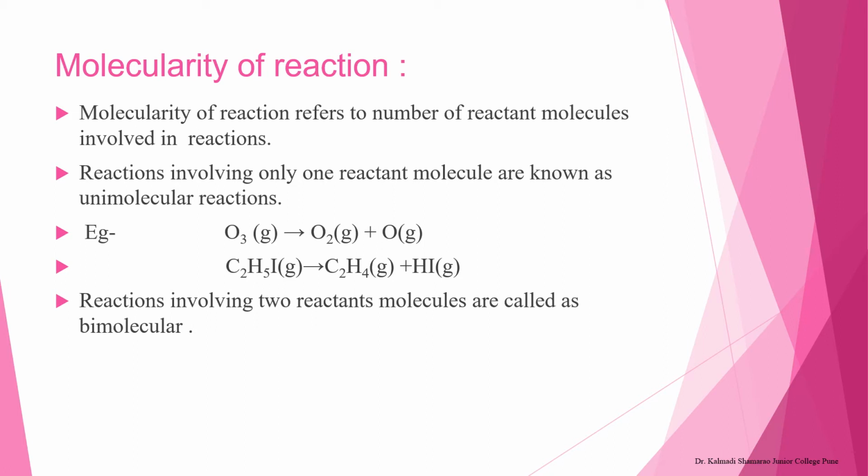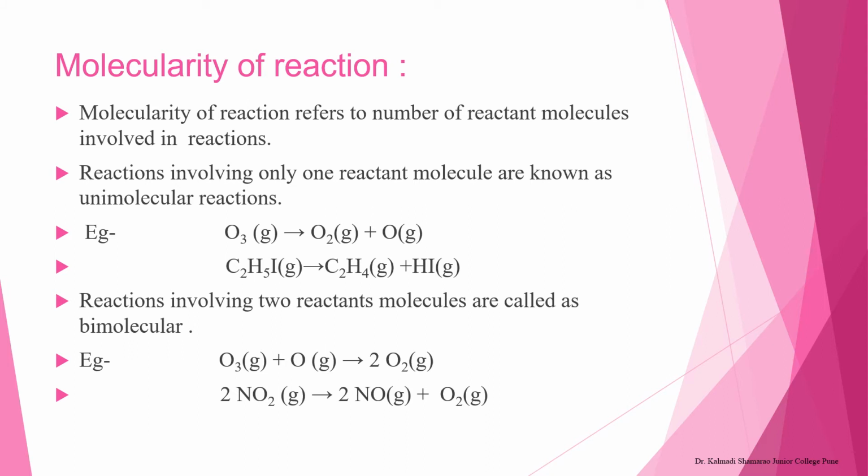Reactions which involve two reactant molecules are called bimolecular reactions. For example, O3 plus O gives 2 O2. In this reaction, two molecules are involved. Another example, 2 NO2. Again, two molecules of NO2 are involved as a reactant to give the reaction. So these are the examples of bimolecular reactions.